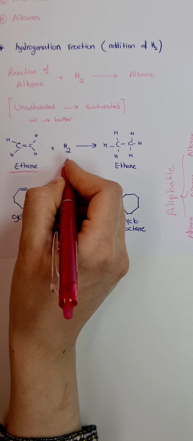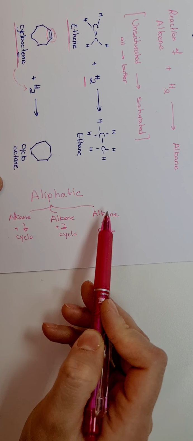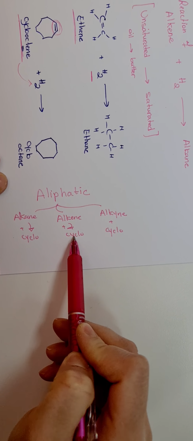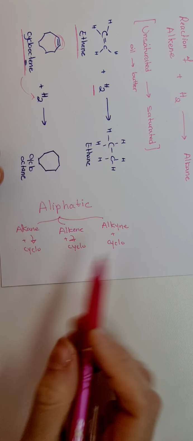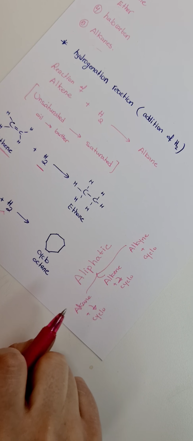The last thing that you have to be aware of is the definition of aliphatic compounds. Aliphatic means alkane, alkene, alkyne, cycloalkane, cycloalkene, and cycloalkyne. While the aromatic compounds are the compounds that are connected to a benzene ring.